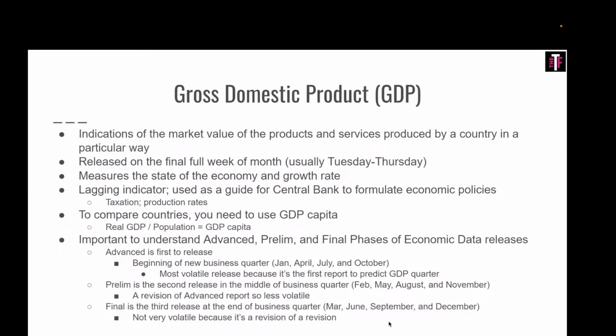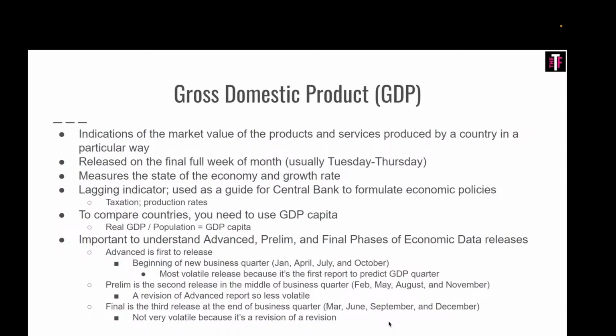Advanced is the first release. It is the beginning of the new business quarter, so January, April, July, and recently it just happened in October. This is the most volatile release because it's the first report to predict the entire GDP quarter. So this is very, very volatile, like NFP volatile.